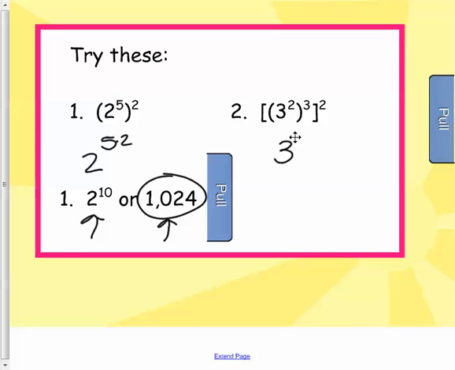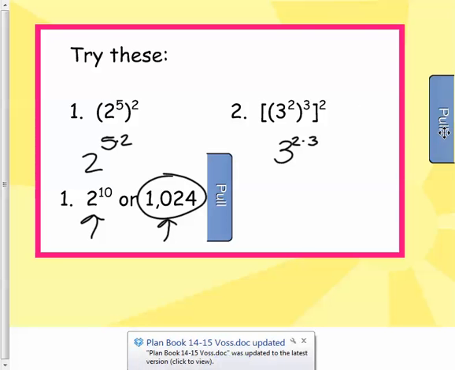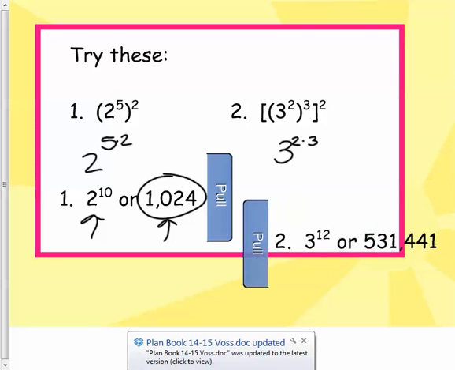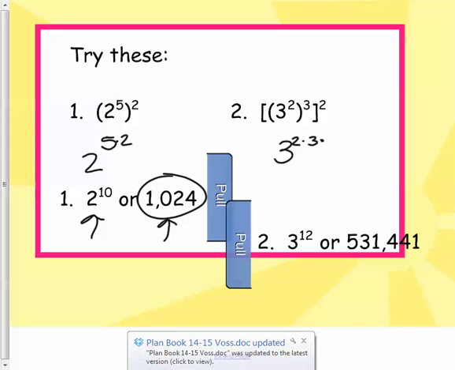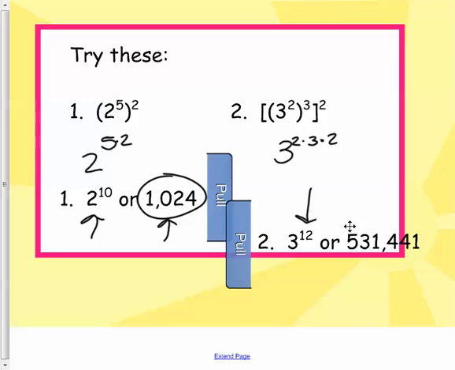Here I would have taken 3 to the 2nd power times 3 and gotten 6, and then times 2 to get my 12, which would give us as an exponent 3 to the 12th power, and evaluated, this would give us 531,441.